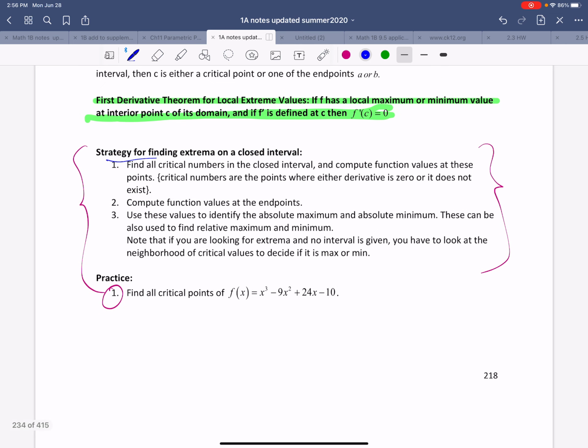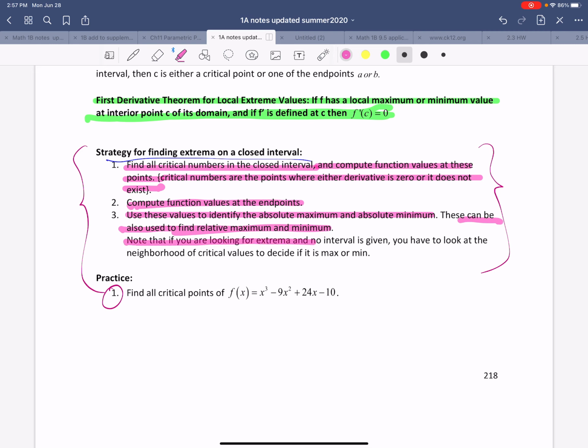Okay, strategy for finding extrema. Now we're going to look at some functions and try to find the maximums and minimums of those functions, because our goal is to be able to optimize a function, or minimize or maximize a function. So first step would be to find all the critical points in the closed interval and compute function values at these points. Critical points are the points where either the derivative is 0 or it does not exist. Compute function values at the endpoints as well. Use these values to identify the max and min. This table that we're going to make, we can use it to find absolute max and min if we have a closed interval. We can also use it to find local max and min in that closed interval.